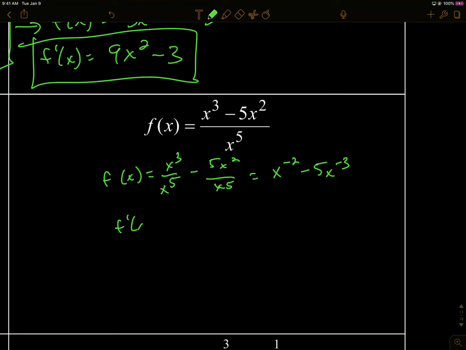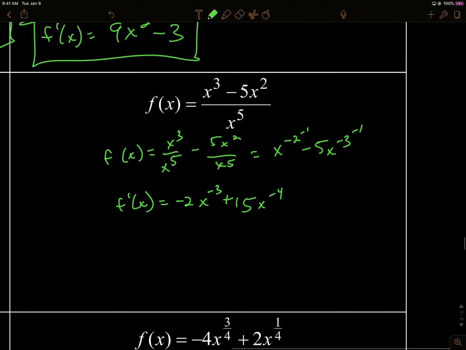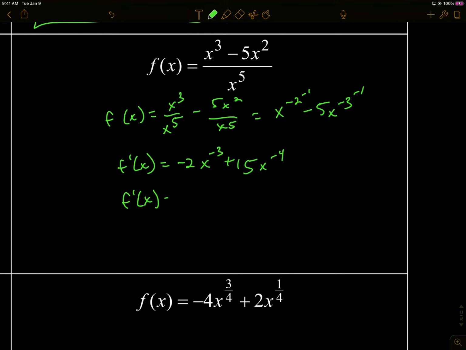So then the derivative is going to be -2x, and then I show that little -1, so it's -3. And then plus 15, subtract 1 off that. It's going to be x to the -4. So then I have -2 over x cubed, and plus 15 over x to the 4th, because I don't want negative exponents in my answer.